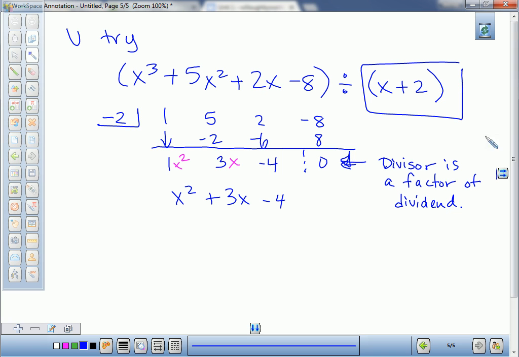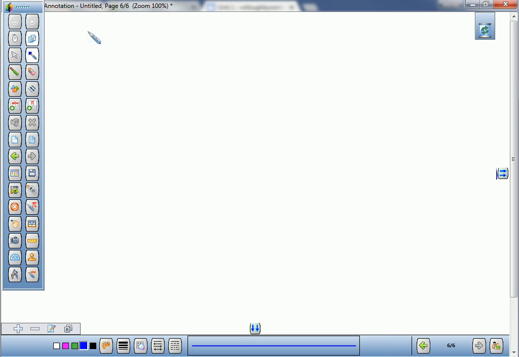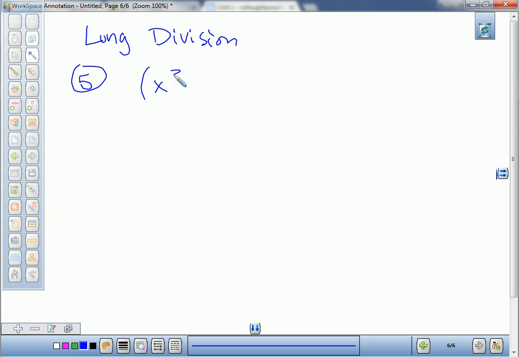Number 5 looks the most convoluted to me up top, so we'll do number 5 together. The top part asks you to do it with long division. Number 5 is this problem: x cubed plus 3x squared minus x minus 3 divided by x squared plus 4x plus 3.